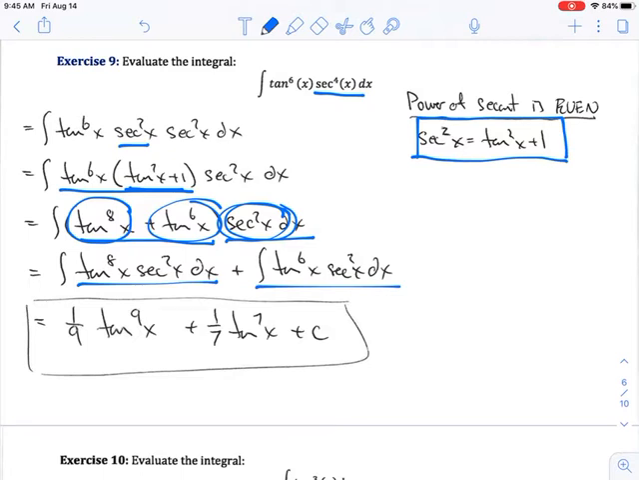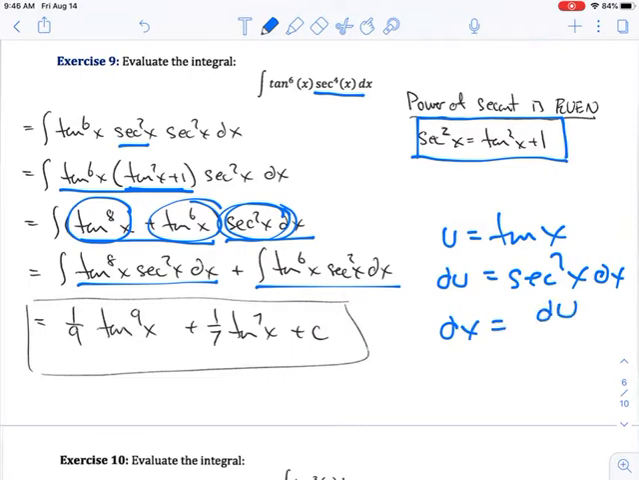Now, why do we want to do this? It's easier to see it once we get it to this point. We're going to use U-Substitution, okay? In this case, U is equal to the tangent of x. And what is the derivative of that? The derivative is secant squared x dx. Or dx is equal to du over secant squared x.